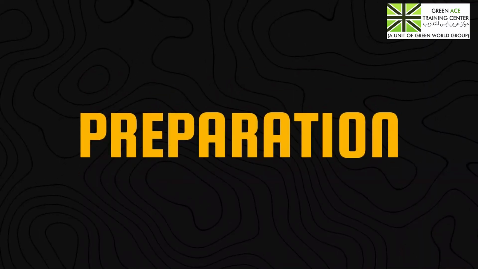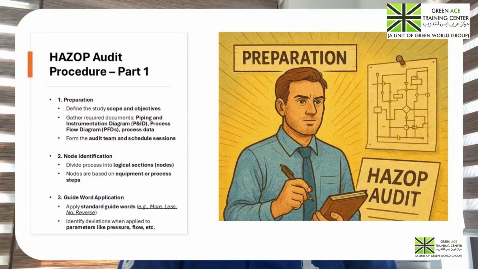Part 1, step 1 is all about preparation. First, we have to define the scope and objective of the audit. Like any other audits that we do, we need to ensure that we have a scope as well as an objective of that particular audit.